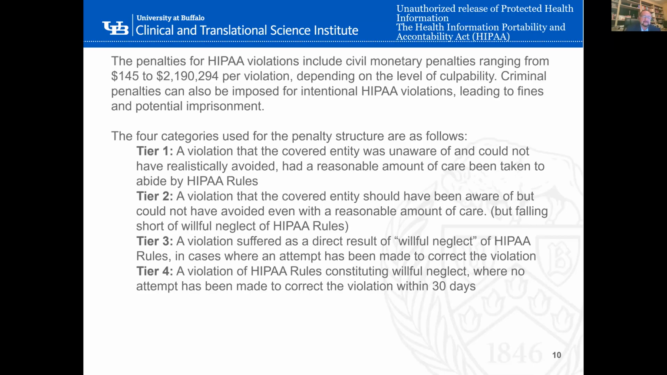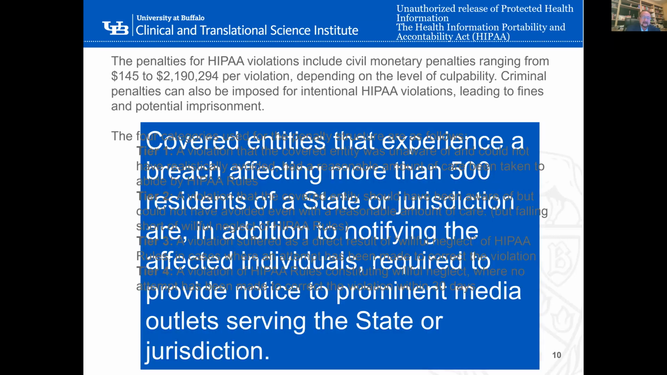Willful neglect is you haven't updated your servers in years and you should have, you're actually not doing what you're supposed to do to keep up. And then if you find out that this happened and you don't correct it within 30 days, it becomes tier four. And that's where you could go to jail, actually.